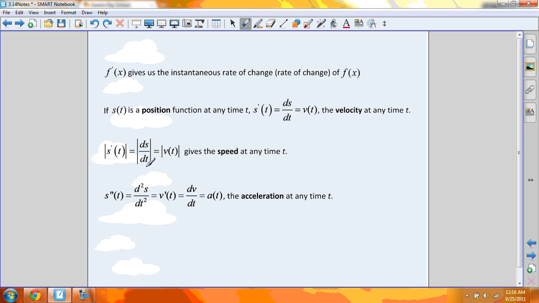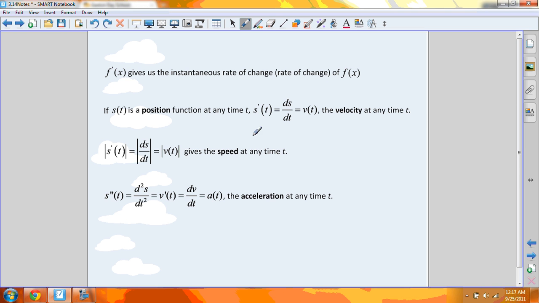Next, we have f prime of x gives us the instantaneous rate of change, or in other words, just our rate of change, right? It doesn't say whether it's average rate of change or instantaneous rate of change. It's asking you instantaneous rate of change of your original function. If s of t is a position function at any time t, then the derivative, which can be written as s prime of t or ds dt, right? They're saying derivative of s function with respect to t equals your velocity. The velocity at any time t.